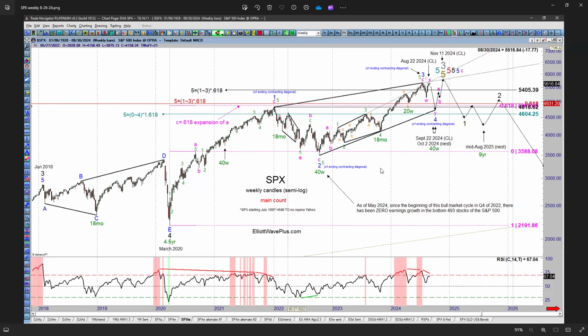In no way, shape, or form do I believe it is possible to count this move up from the March of 2020 low as a completed 5-wave structure, and that's what we need to see in order to call this very large grand supercycle wave 3 top here. So that's the weekly chart.